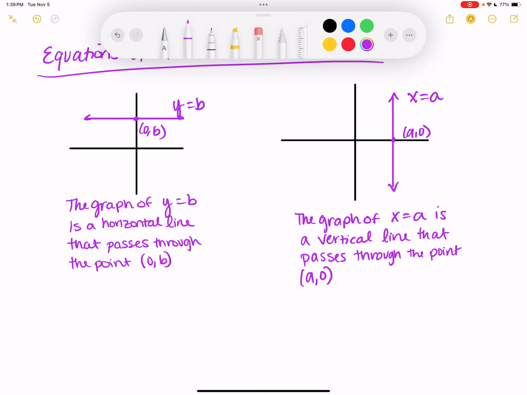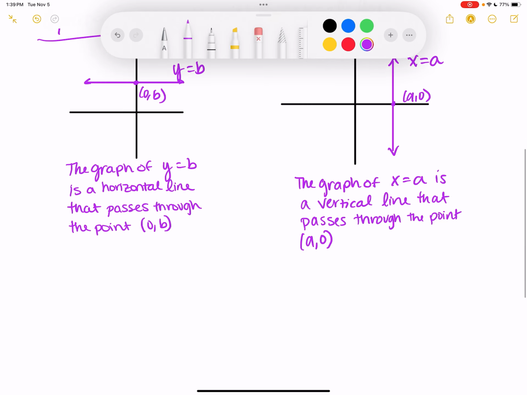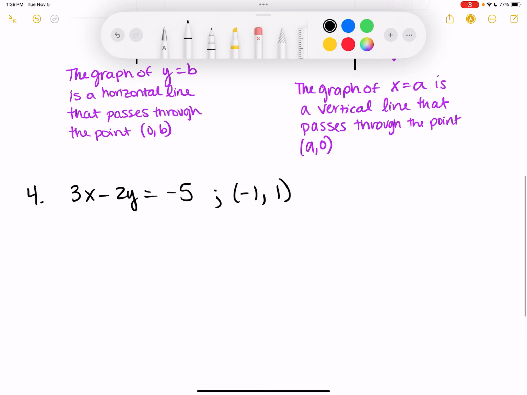So our first problems say to tell whether the ordered pair is a solution of the equation. Number 4, we have the equation 3x minus 2y equals -5, and the point (-1, 1). Okay, so that's our ordered pair, and we're going to plug this in and tell if it is a solution or not. So I plug in -1 for x and 1 for y. So this is going to be 3 times -1 minus 2 times 1 equals -5.